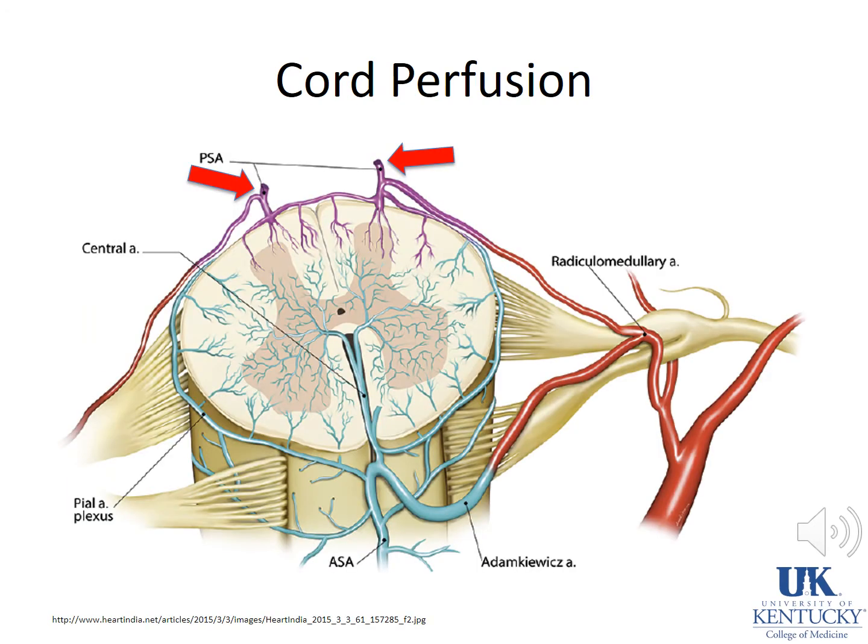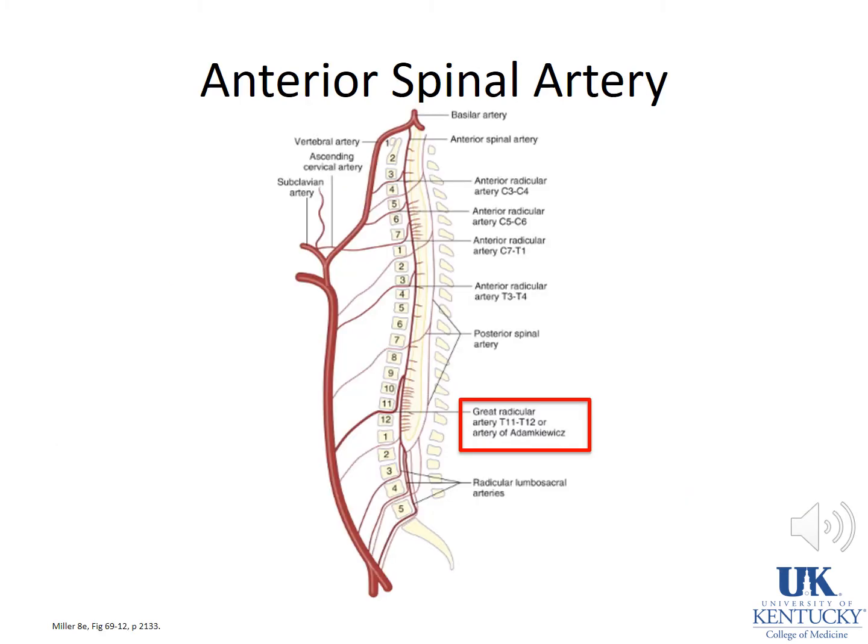The spinal cord is perfused by 2 posterior spinal arteries and 1 anterior spinal artery. The anterior spinal artery provides about 75% of the total blood flow to the spinal cord. The anterior spinal artery begins as a fusion of vertebral arteries, reinforced with 6 to 8 radicular arteries, the largest of which is the artery of Adamkiewicz.